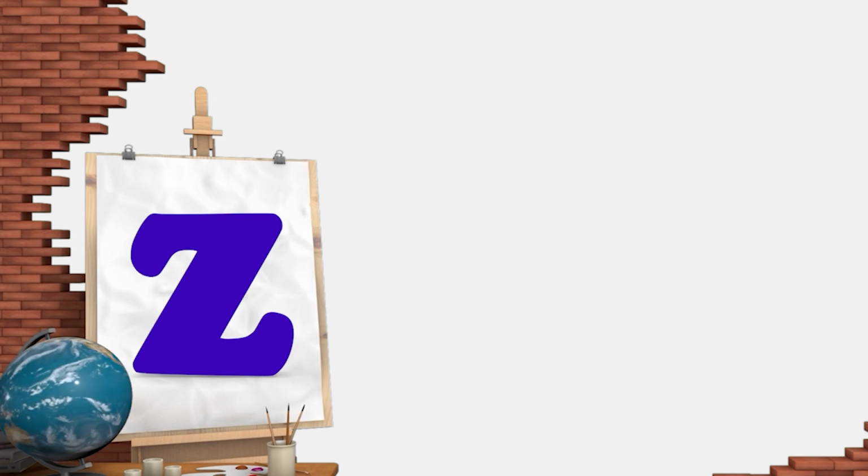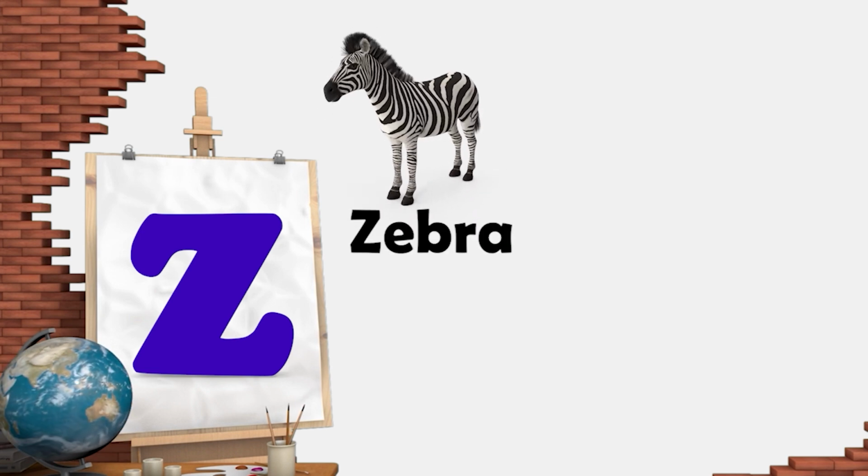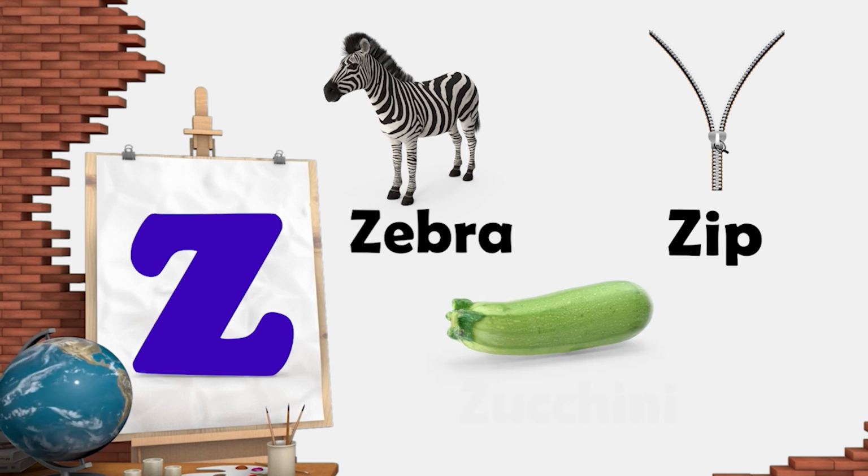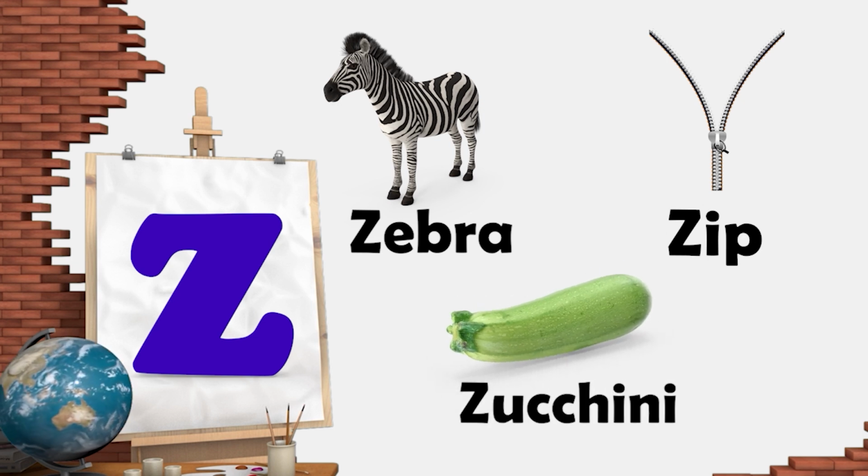Z. Z is for zebra. Z is for zip. And Z is for zucchini.